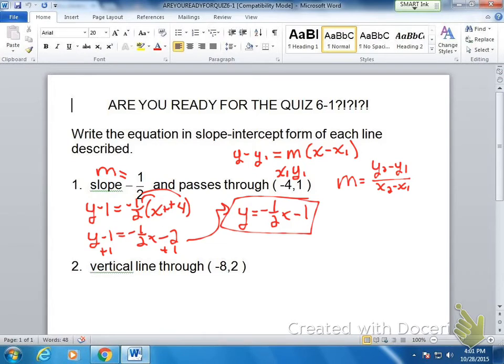So there's going to be a question on the quiz just like that. It'll give you the slope and the point straight up, and you just have to fill in the blanks, essentially. So, all right, guys, let's move on to number 2.